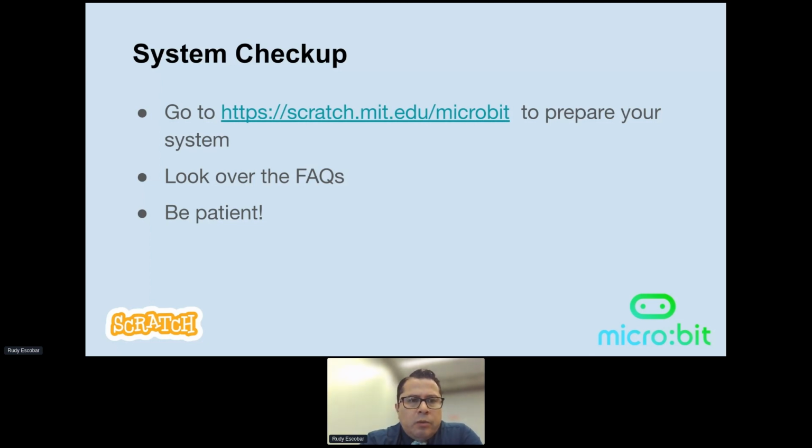The way we do it, we're going to go to the scratch.mit.edu Microbit link that you see here, and you're going to prepare your system. That gives you all the things that you will need to do with your system. If you have a laptop or a PC or a Mac, you will need to have Scratch Link. It's called Scratch Link. You can get all of that here on this website.